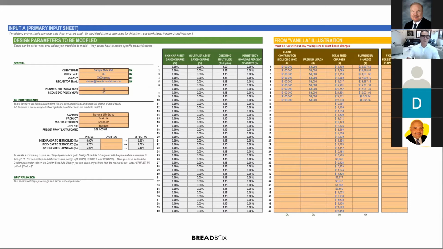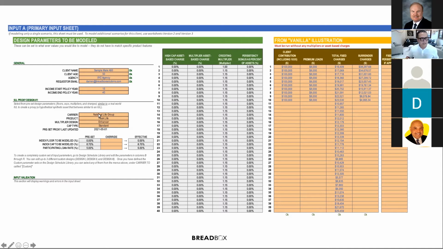If you look at this page here, this is our Excel input tab. When you request a report, come up here to the left-hand side and put in the client name, age, your agency, and your email address. Then here, you put in the year you want the income drawdowns to start and the year you want them to end. We also have this library of a handful of real-world products from different carriers. You can select the carrier, the product, the multiplier design, and the cap type, because some of these products have a high cap option or a standard cap option.